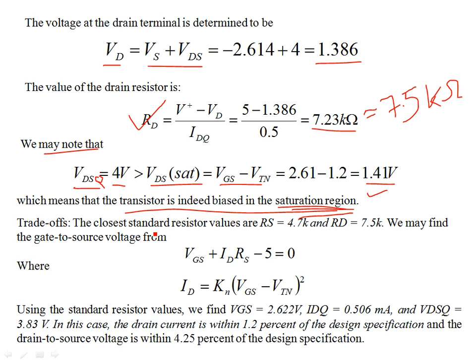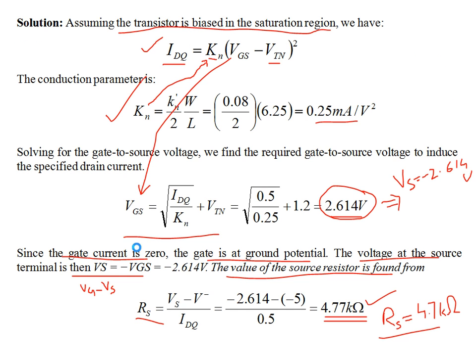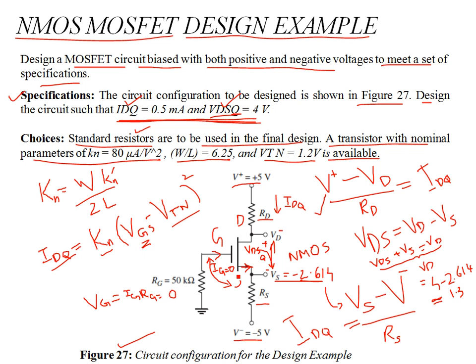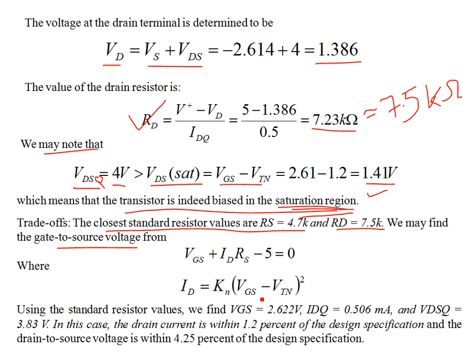Let's proceed. Now the trade-off is that the closest standard resistor available is 4.7K and RD is 7.5K. So if we have to use them instead of 7.23 and 4.7, we have to use the nominal values. So first we have to find the gate source voltage. You see in this loop, VGS is VS minus ISRS minus 5 volts. So this expression is over here.